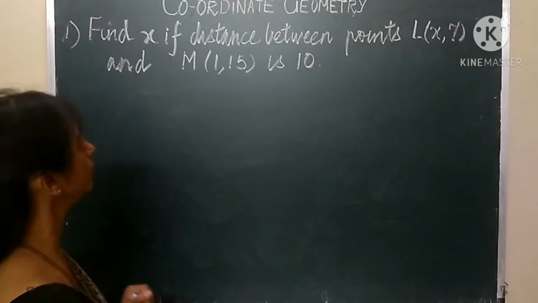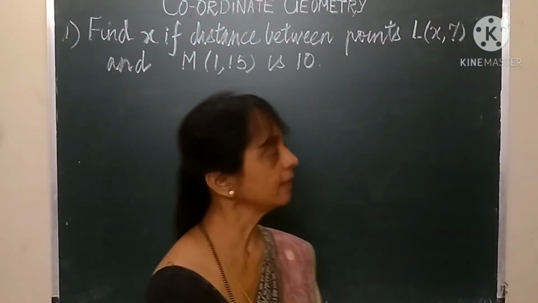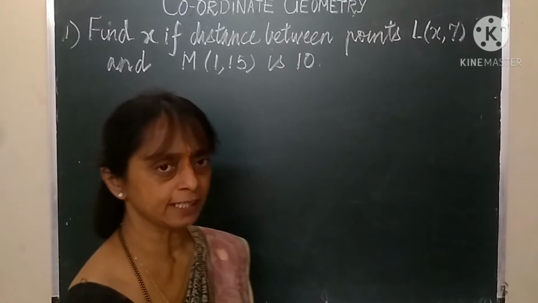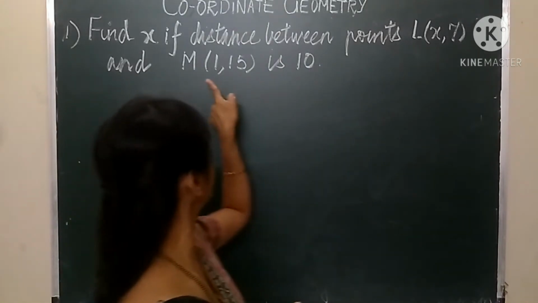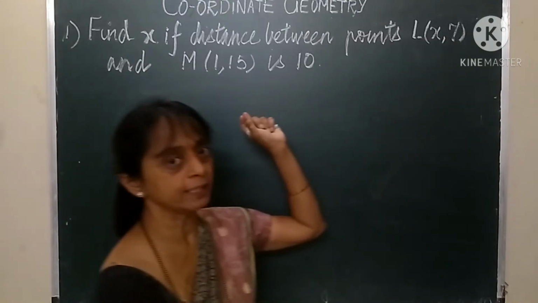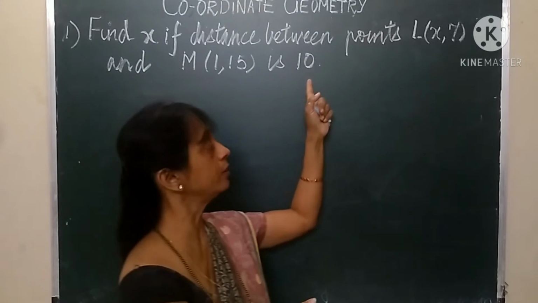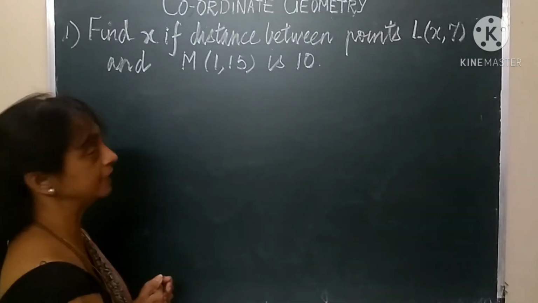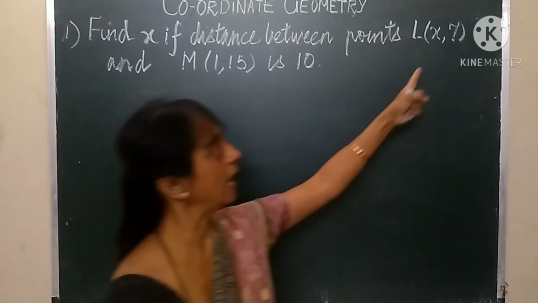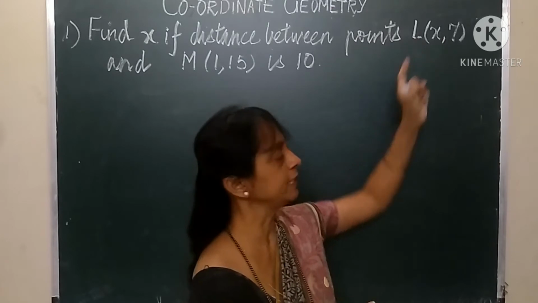Let's read the problem on the board. Find x if the distance between the points L and M is 10. So what is given over here? They have given us 2 points L and M with specific coordinates, and the distance between L and M is already given to us, and that is 10 units. So what have we to calculate? We have to calculate the unknown coordinate, that is the x coordinate of point L.